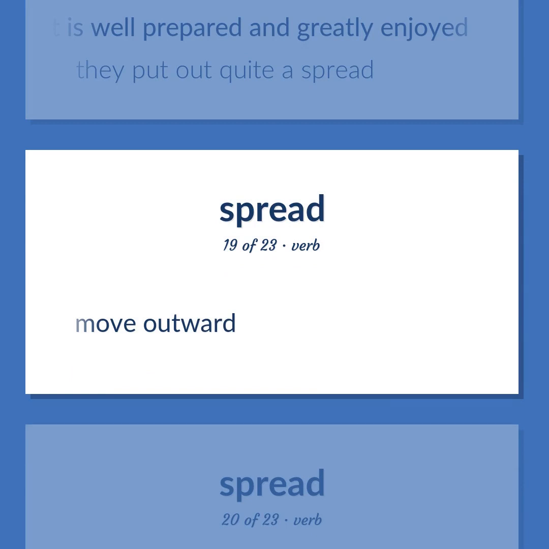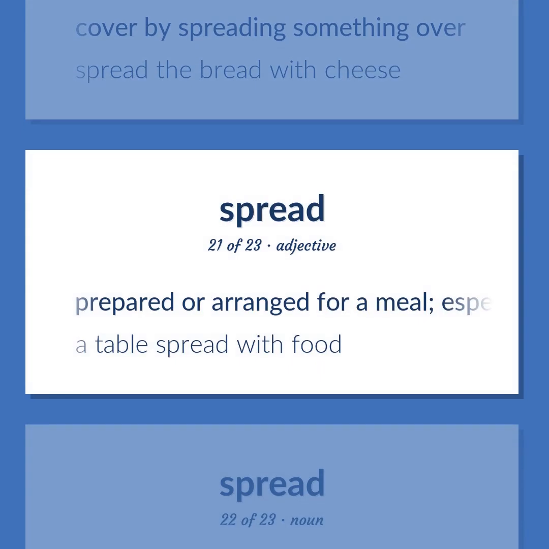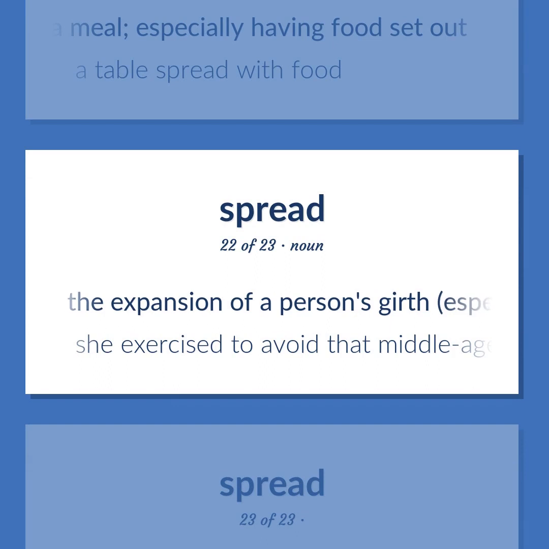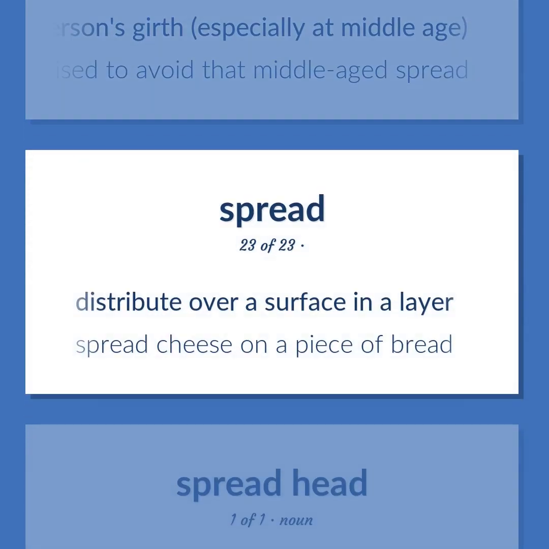Move outward. Cover by spreading something over. Spread the bread with cheese. Prepared or arranged for a meal, especially having food set out. A table spread with food. The expansion of a person's girth, especially at middle age. She exercised to avoid that middle-aged spread. Distribute over a surface in a layer. Spread cheese on a piece of bread.